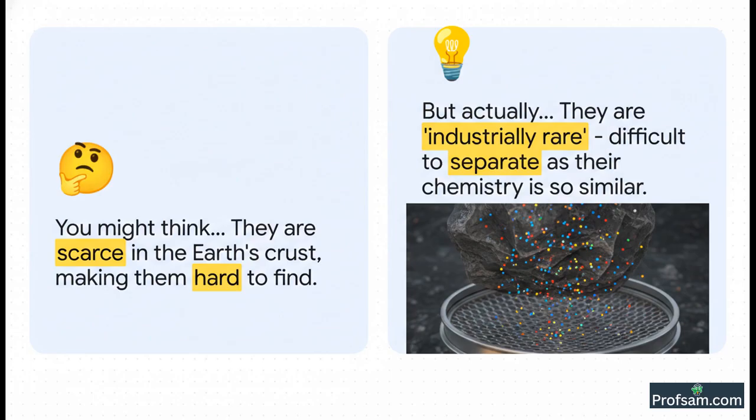The real problem is that they are industrially rare. What does that mean? It means that because all the rare earth elements have very similar chemistry, they are always found mixed together in nature. And separating them from each other is an extremely difficult and expensive process. That's what makes them so rare and valuable for industrial use.